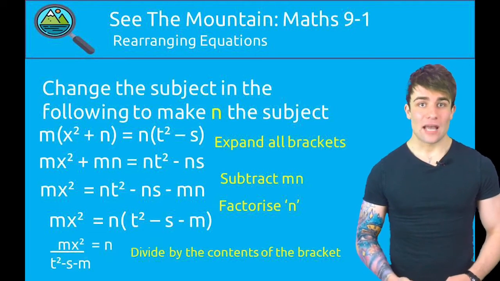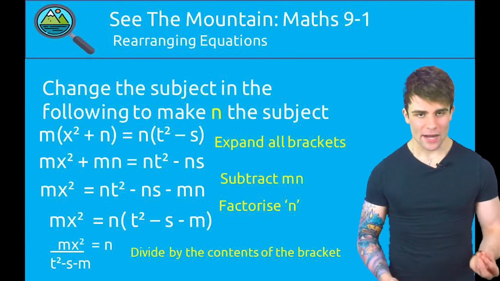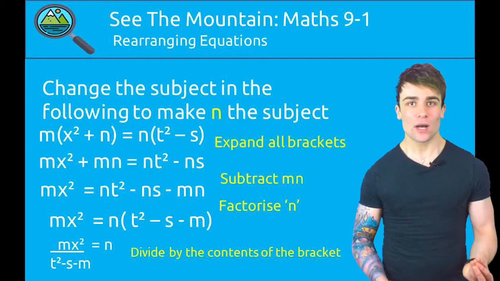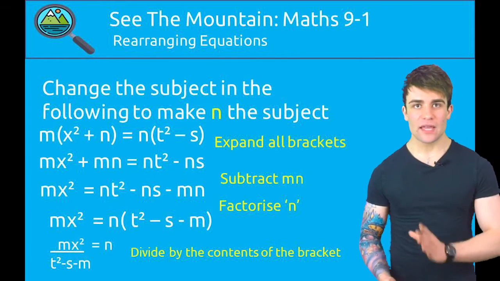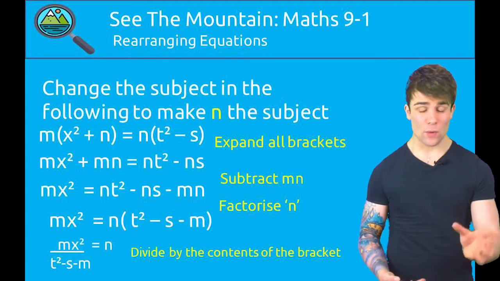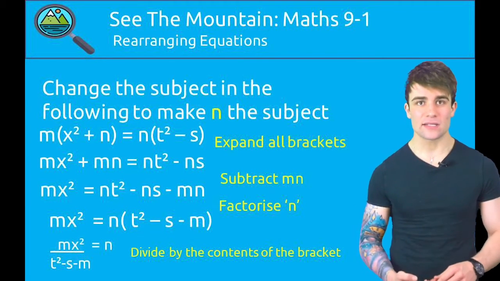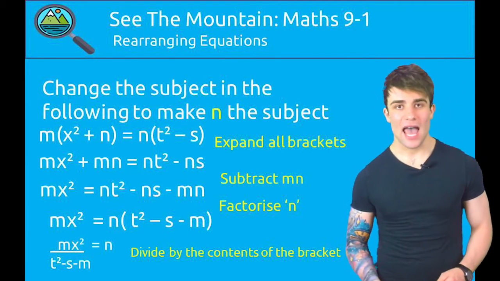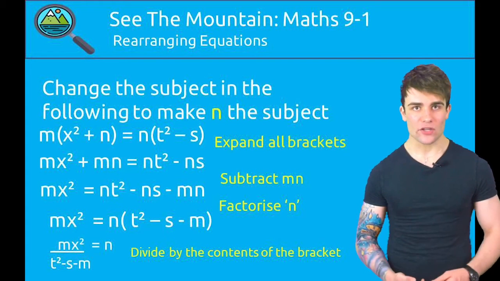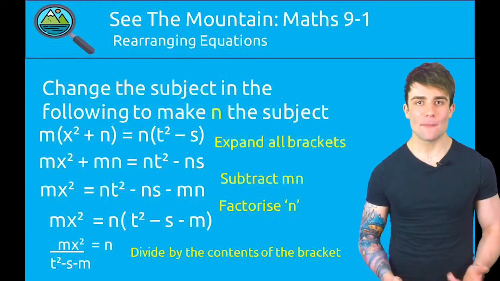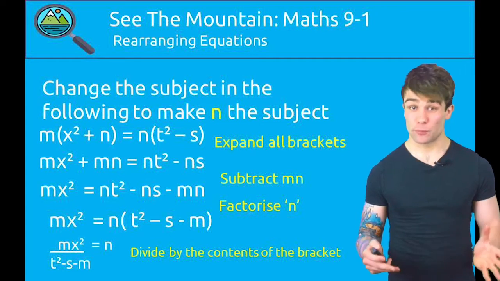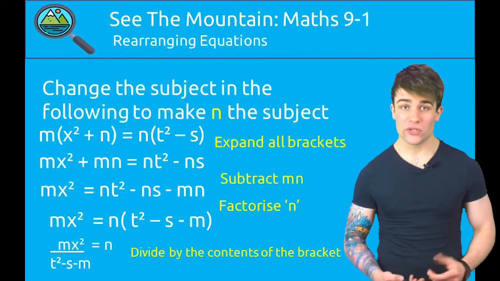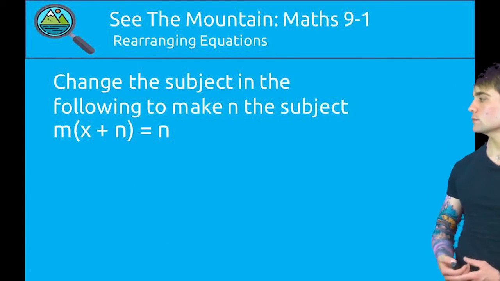All right. Now, one final job then. We need that n all by itself. We are going to get mx squared and we're going to divide it by everything in the bracket on the right. So we're going to get mx squared divided by t squared minus s minus m. And there is your final answer. That's n equals mx squared divided by t squared minus s minus m. That's pretty nasty. Let's see if you can do it on a more simple example.